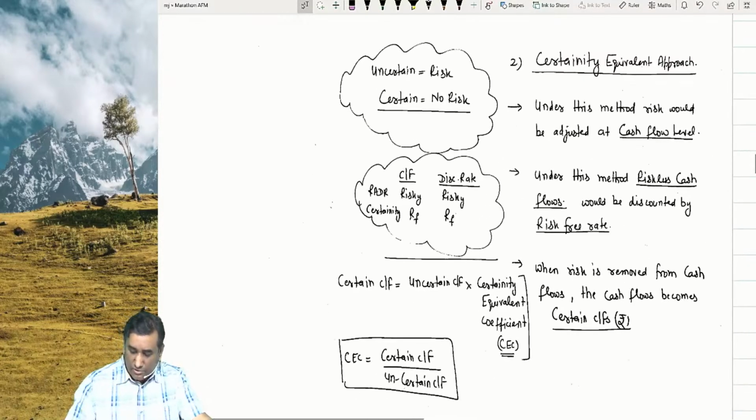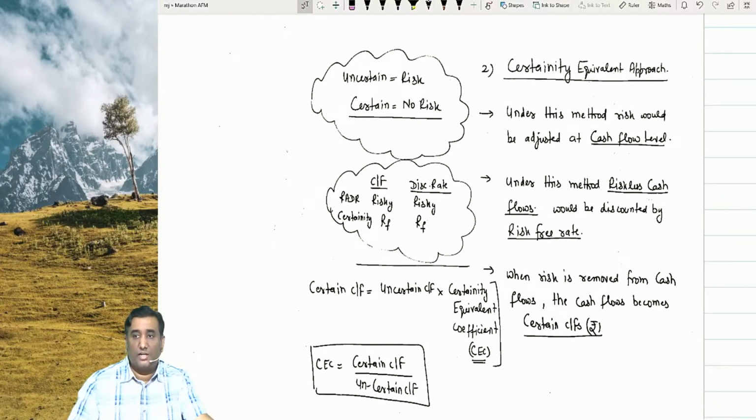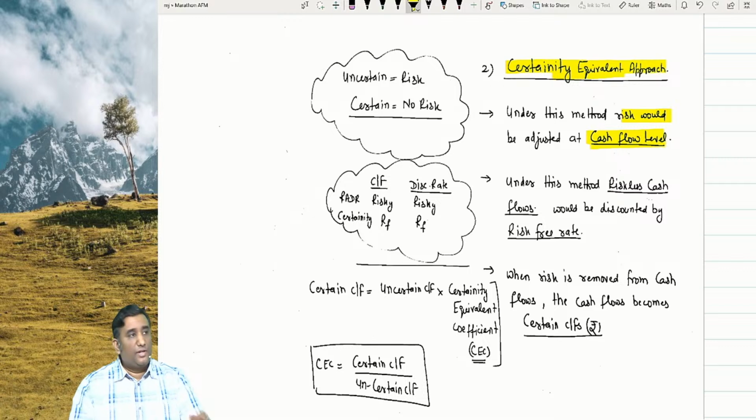Then the second approach is the certainty equivalent approach. I have tried to give exactly the theory which will help you to read and understand. Under this method, risk would be adjusted at what level? Cash flow level. That means we'll reduce the risk from the cash flow level. Under this method, riskless cash flows would be discounted by the risk-free rate. RADR is risky cash flows, risky rate, and certainty equivalent is risk-free cash flows, risk-free rate.